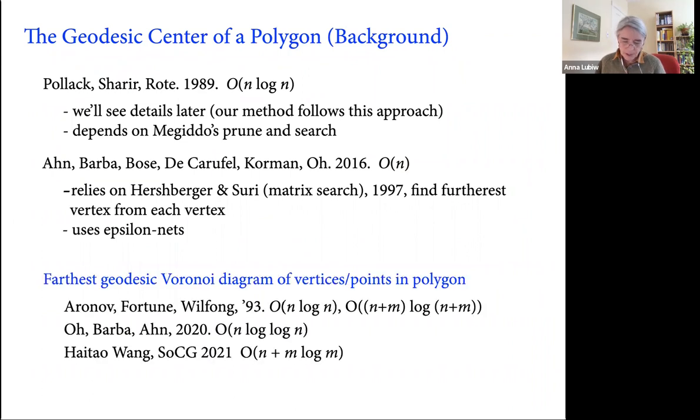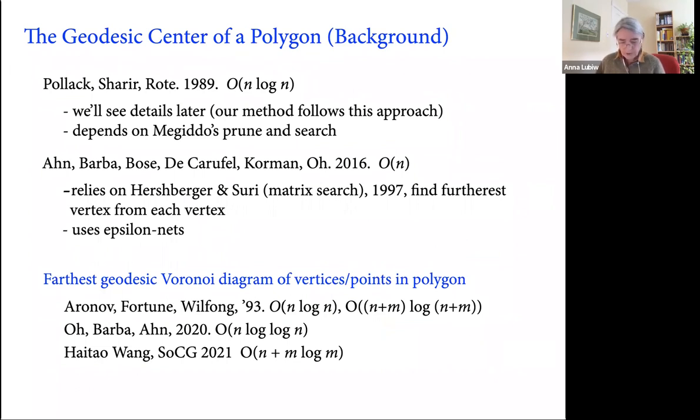Now, as far as Voronoi diagrams, Aronov et al. in '93 gave an n log n time algorithm to find the farthest geodesic Voronoi diagram of the vertices of a polygon. And also, if you're considering a set of points inside the polygon rather than the vertices, some given set of points, this was the running time they achieved there. And there have been various papers trying to improve that.